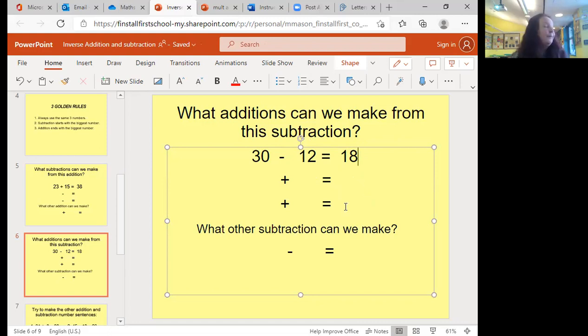Okay, now, using these 3 numbers, can you make another takeaway question? Okay, have a look and write it in your book. Okay, did you get 30 take away 18 equals 12? Hopefully you did.